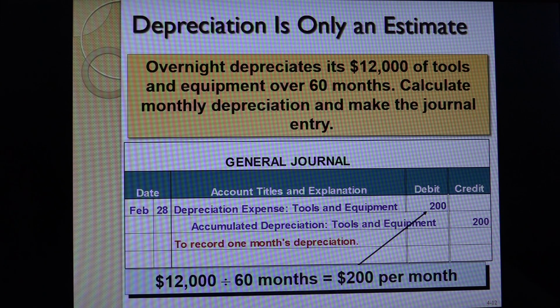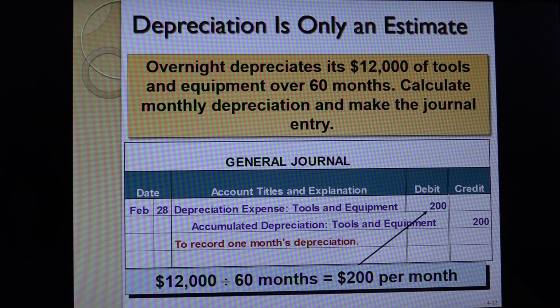Remember, depreciation is only an estimate. Here, Overnight depreciates its $12,000 of tools and equipment over 60 months. So they're estimating a 5-year useful life. If you do this monthly, you're going to have to figure out the total number of months. If you just make your depreciation expense once a year at the end of the year, you just do years.